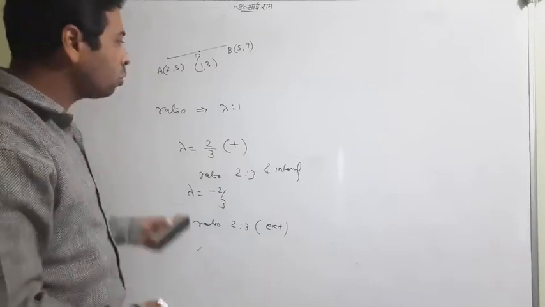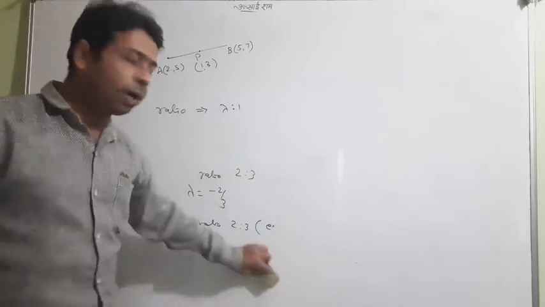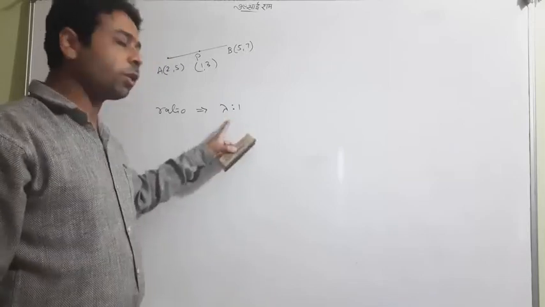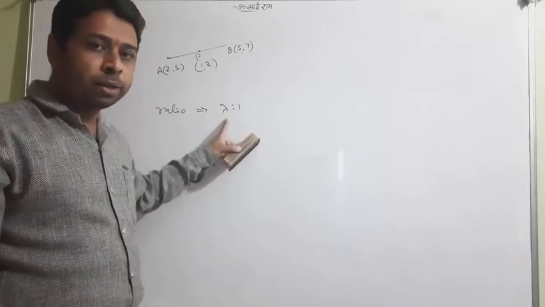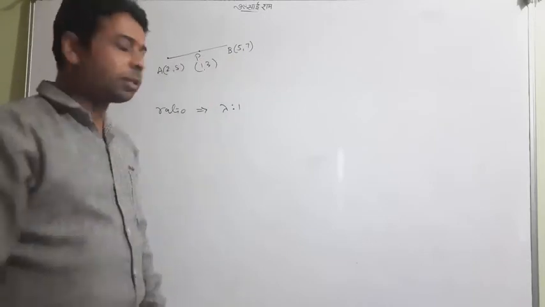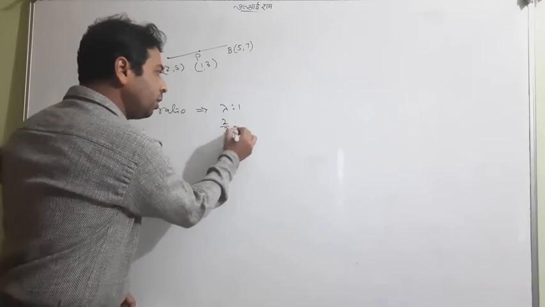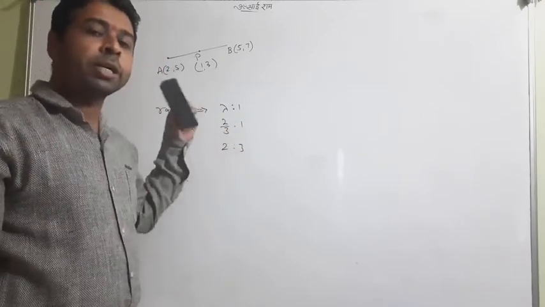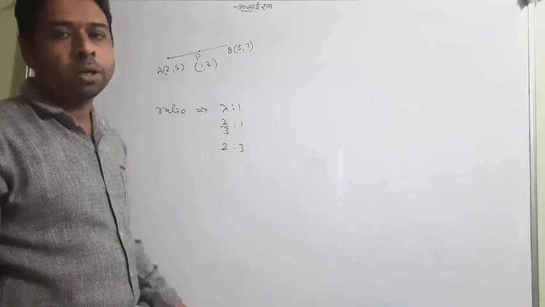So keep in mind also that whenever you want to find the ratio, you always consider the ratio is lambda is to 1. This is going to be lambda and this 1, and definitely we'll get an answer. Suppose lambda is coming 2/3, meaning 2:3. If lambda is positive, it is called internal division. When lambda is negative, it is called external division.